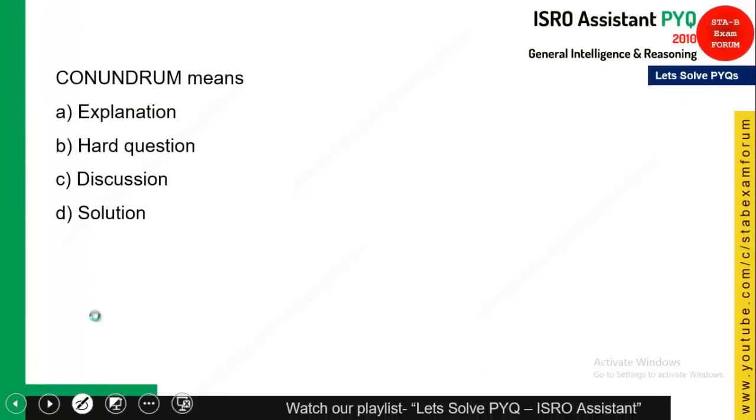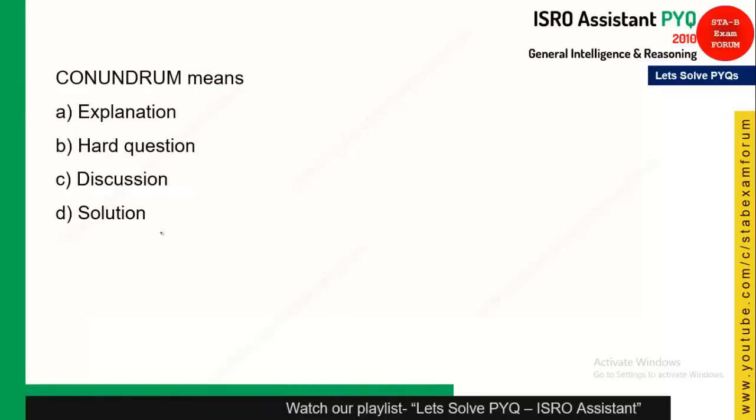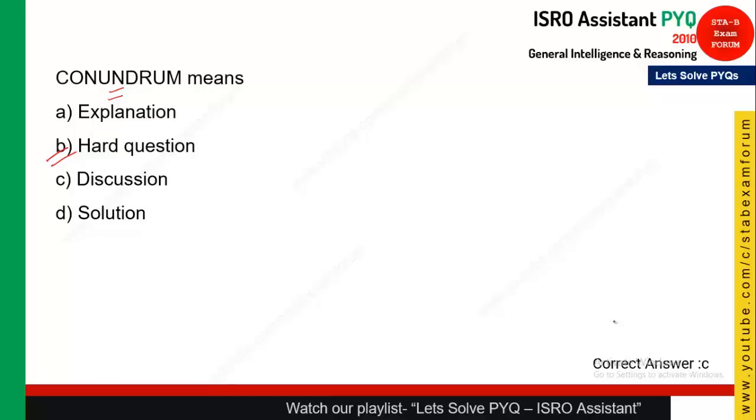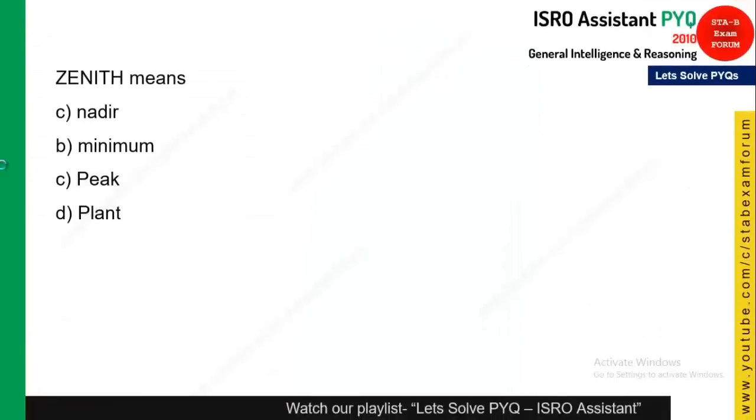I don't know why they have put this in general intelligence. This is somewhat related to general English. Anyhow, conundrum means what? Students, this is a very typical word. Conundrum means a very hard question. So this is option B. Hard question means conundrum. Okay, let's see the next question.